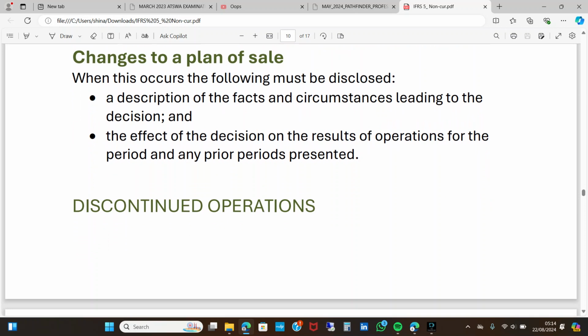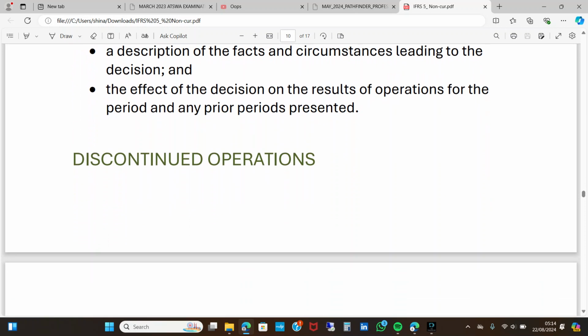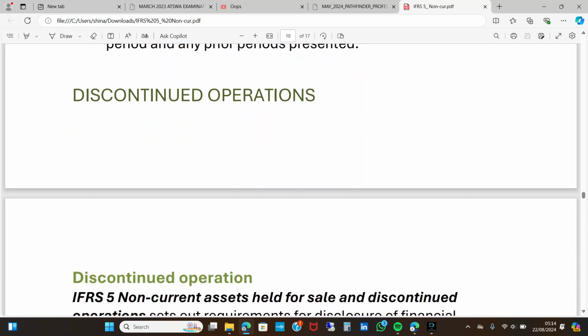Then what if we have a change to a plan of sale? What if we decide that we are no longer selling? What happens? When this occurs, the following must be disclosed. One, a description of the facts and circumstances leading to the decision. We tell them why we are no longer selling. Two, the effect of this decision on the results of operations for the period and any prior period presented.